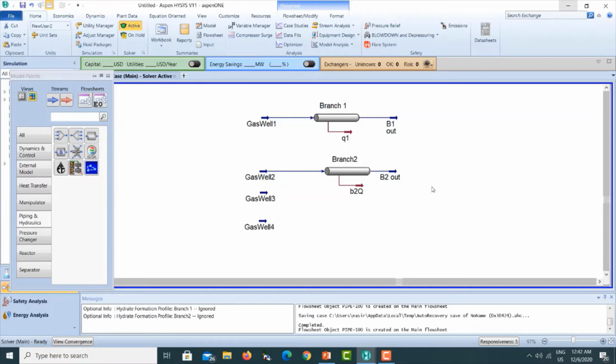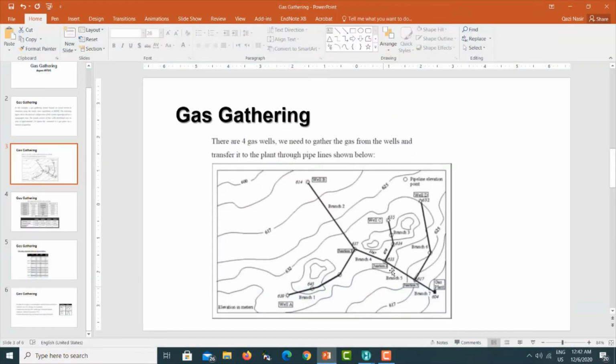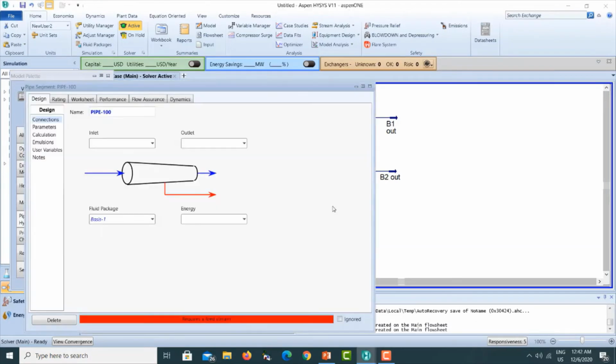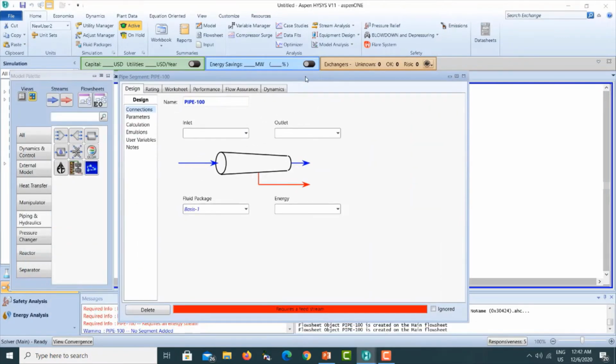Now we need to add another one, this one, 1, 2 and 3, which is called well C. So I can call this one well coming from well 3 or well C, whatever you can call this one. Right, again you need to add this one. Click here, double click and open. The inlet for this one is coming from, where is it coming from?